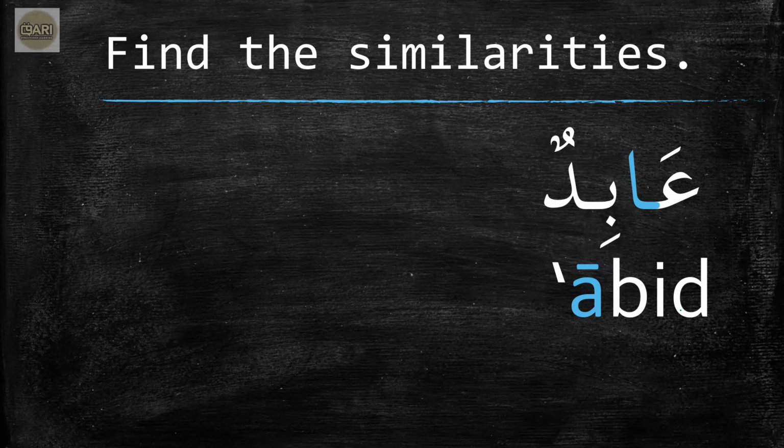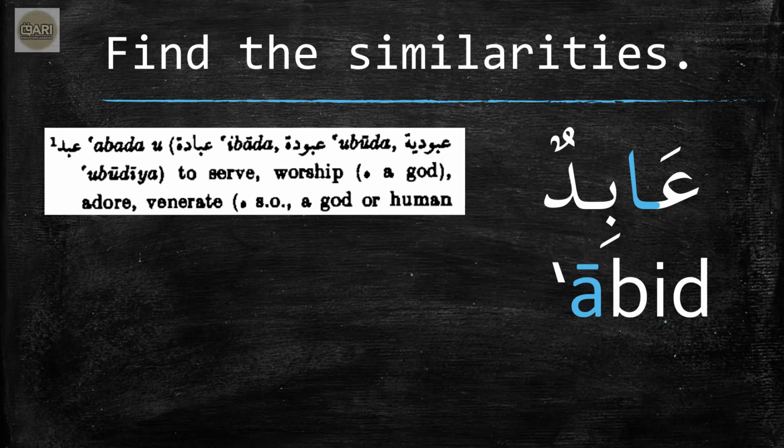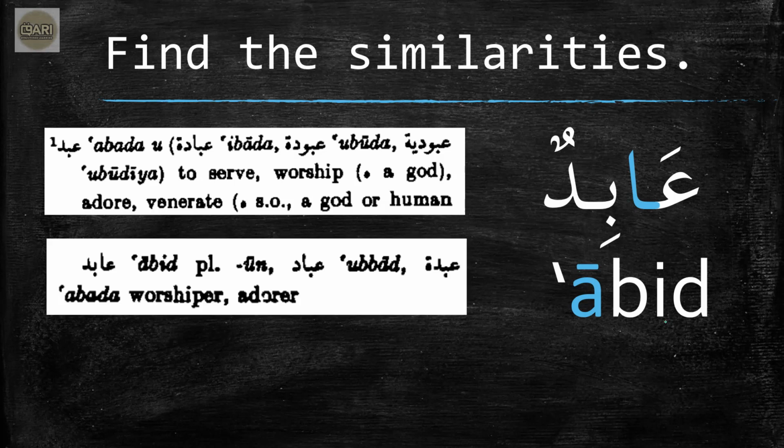And the last one we have here is abid. You'll notice the apostrophe on the front representing the ain, followed by the A with the macron for the elongation, and then the I for the kesra, and then the d. Abida means to worship, to serve, to adore, to venerate. And so an abid is a worshiper and adorer. Okay? And with that, we have finished.